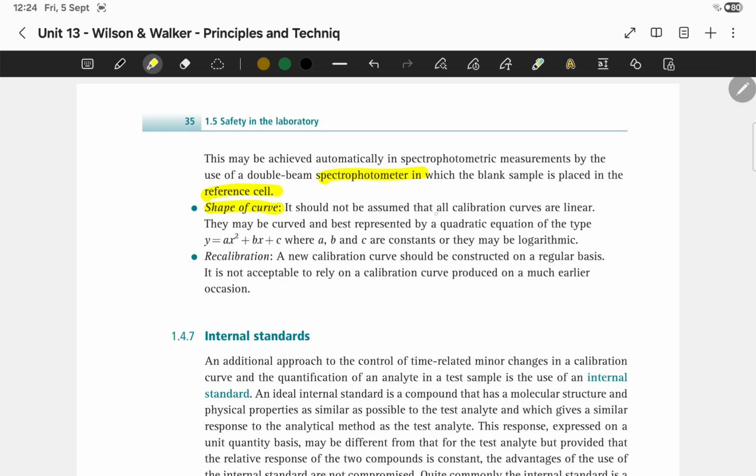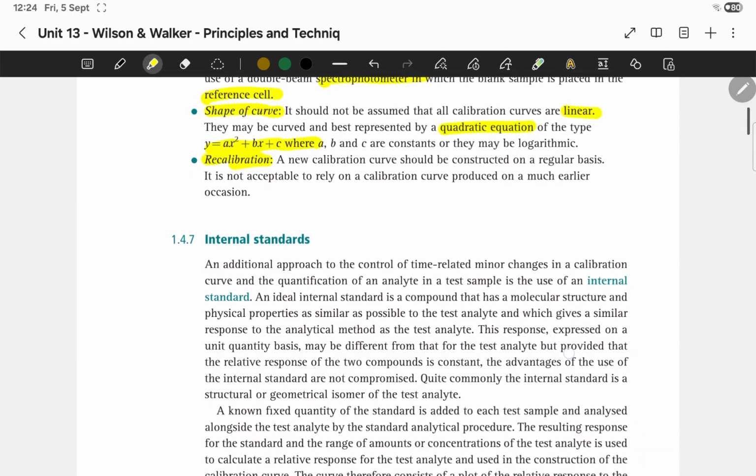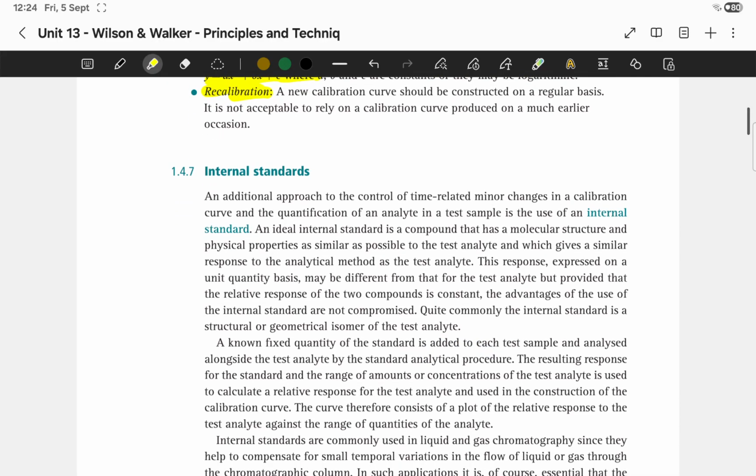Shape of the curve. It should not be assumed that all calibration curves are linear. They may be curved, and are represented with a quadratic expression of the type y is equal to ax squared plus bx plus c. Constant recalibration. A new calibration curve should be constructed each time. It is not acceptable to rely on a calibration curve produced on much earlier occasions.